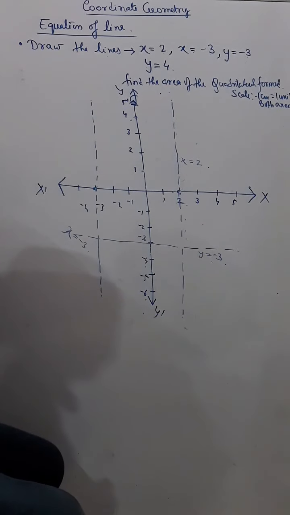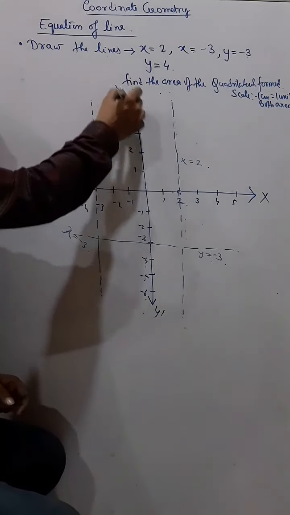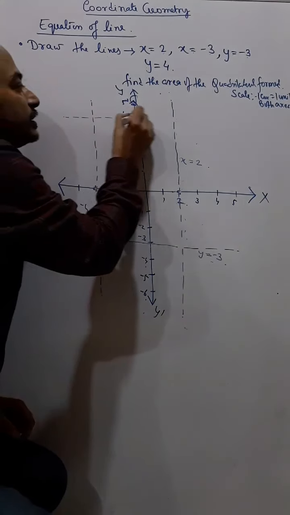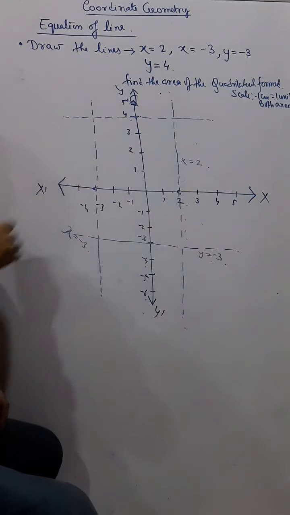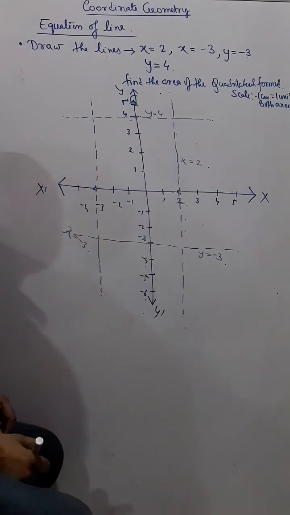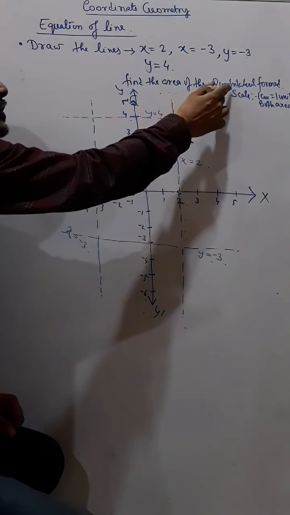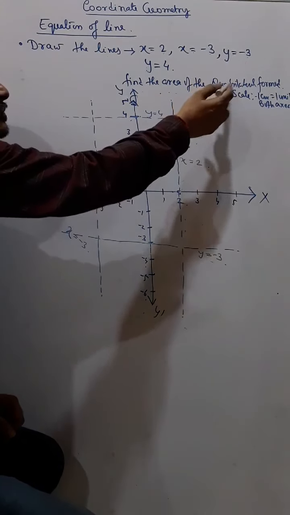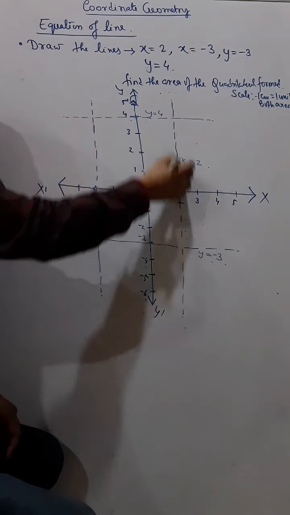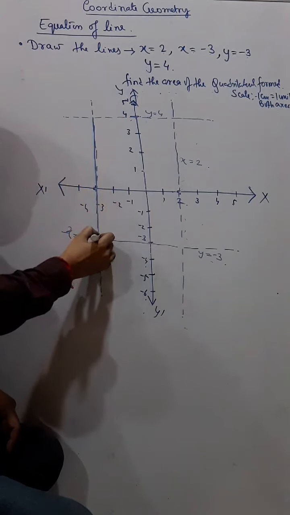So you can understand this line is y equals -3. And then y equals 4. Y equals 4, again on the y-axis, this is 4. So this point, so this is y equals 4. Understand? Clear? Now they told to find the area of the quadrilateral formed. So you can see you got a quadrilateral here.